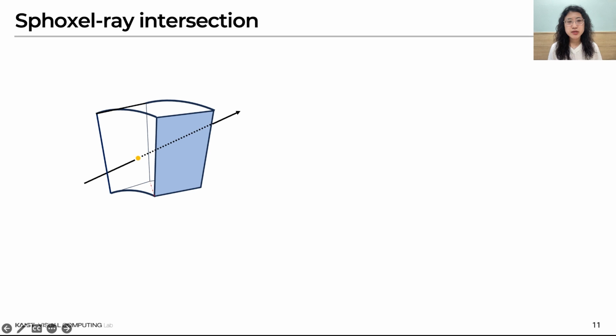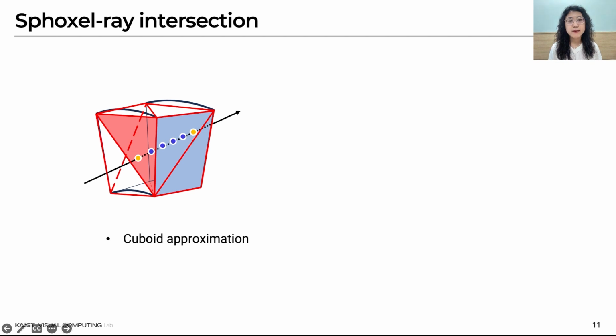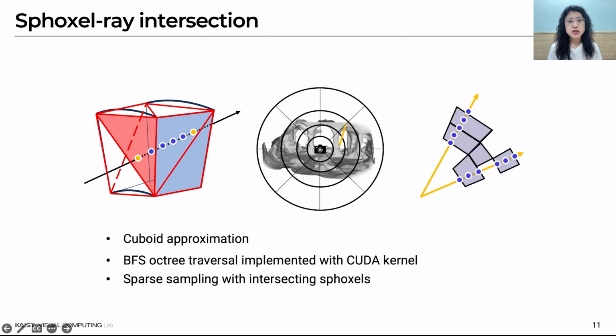To implement voxel-guided sampling, we design a voxel-ray intersection module beforehand. We approximate the voxel as a cuboid and compute the intersection of the ray with every one of the 12 triangles that constitute a cuboid. If a ray has a pair of front-facing and back-facing intersections, we determine that it intersects with the corresponding voxel. Then we retrieve all intersecting voxels with a breadth-first search and do the sparse sampling at every intersecting segment.